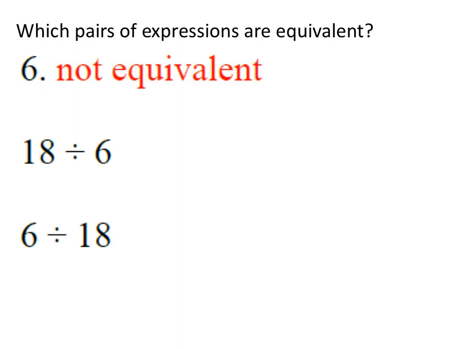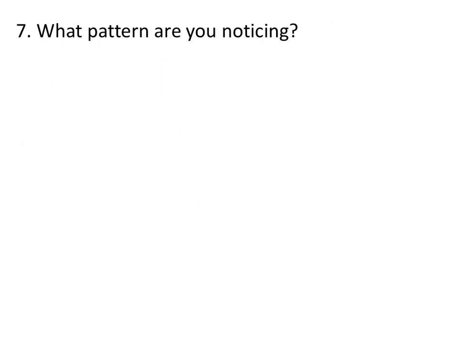Now we have two that are not equivalent. 18 divided by 6 is 3. And if you did long division for 6 divided by 18, you'd get 0.3 repeating there. So what pattern are you noticing?